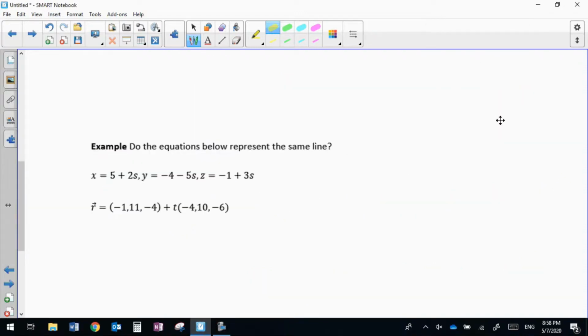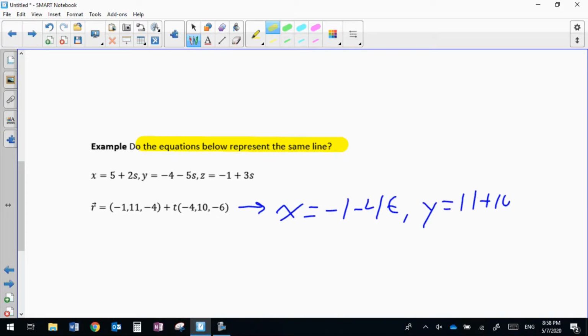Do the equations below represent the same line? Boy, one would hope that when we look at two equations, we could certainly tell whether they represent the same line or not. As it turns out, with vector and parametric equations, that's not always the case. It's not always that easy. If I look at this second line, let's write the parametric equations. Negative 1 minus 4t, 11 plus 10t, and negative 4 minus 6t.